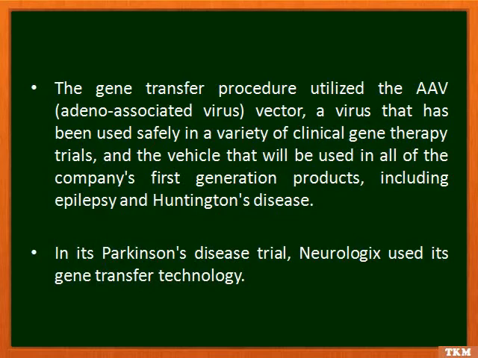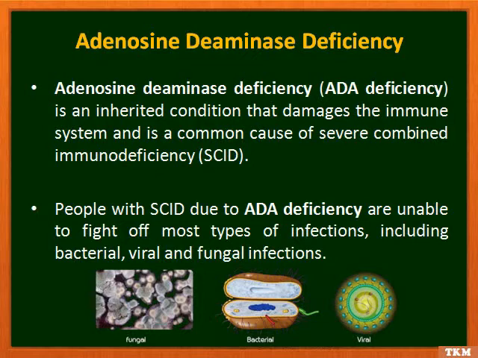Coming to the next disease that is treated using gene therapy, adenosine deaminase deficiency, ADA deficiency. Adenosine deaminase deficiency is an inherited condition that damages the immune system and is a common cause of severe combined immunodeficiency. People with severe combined immunodeficiency due to ADA deficiency are unable to fight off most types of infection, including bacterial, viral and fungal.